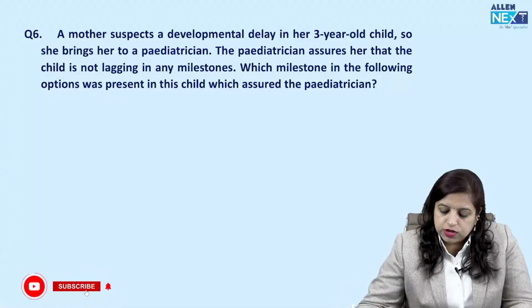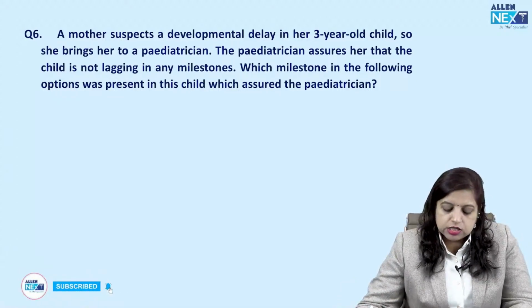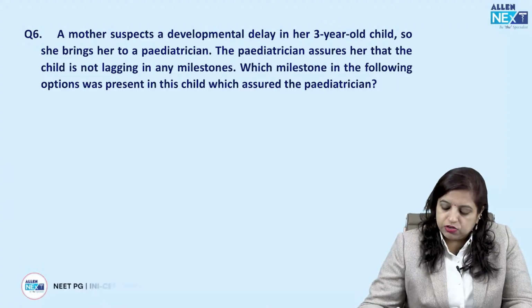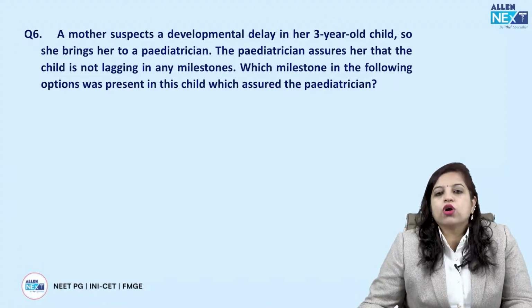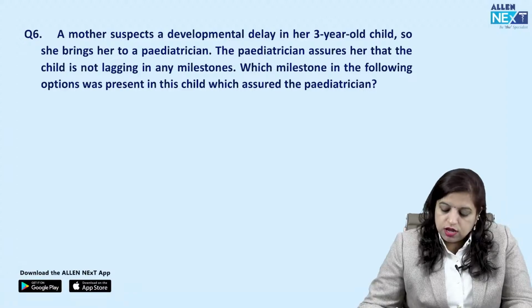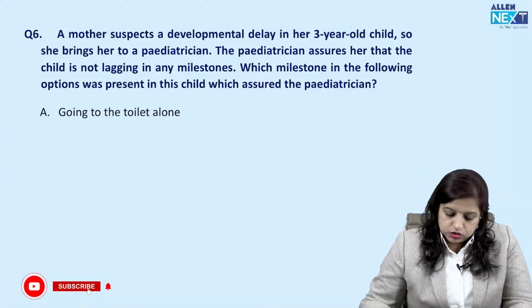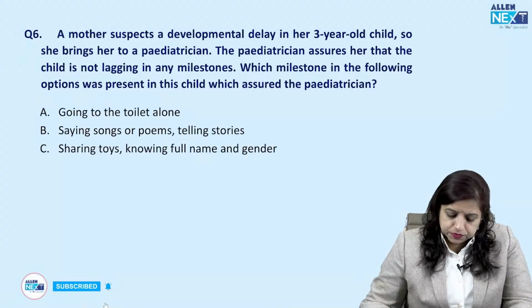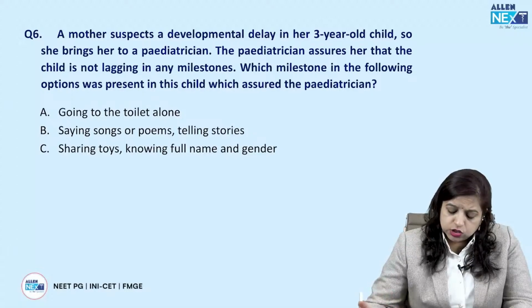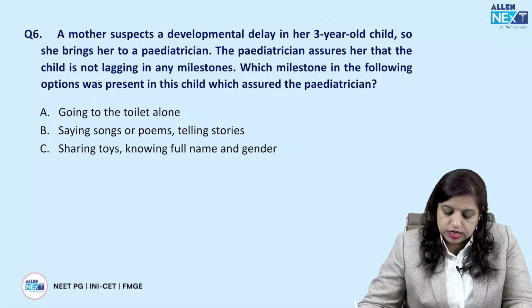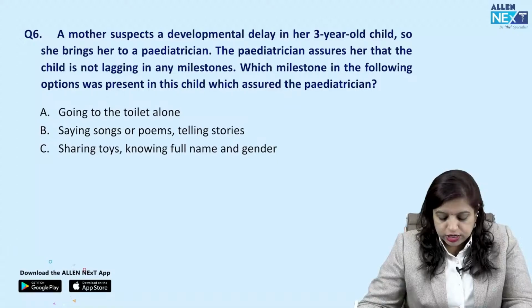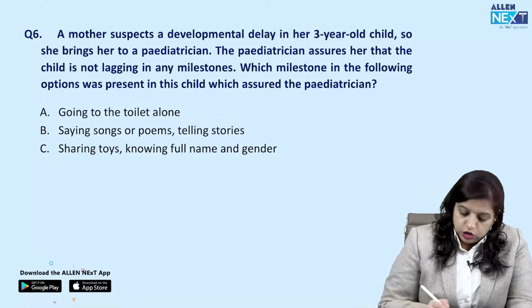A mother suspects a developmental delay in a 3-year-old child. So she brings her to a pediatrician. The pediatrician assures her that the child is not lagging in any milestone. Which milestone in the following options was present in this child which assured the pediatrician? Okay, so the child is going to the toilet alone, saying songs or poems, telling stories, sharing toys, knowing full name and gender. Okay, one D option is missing.